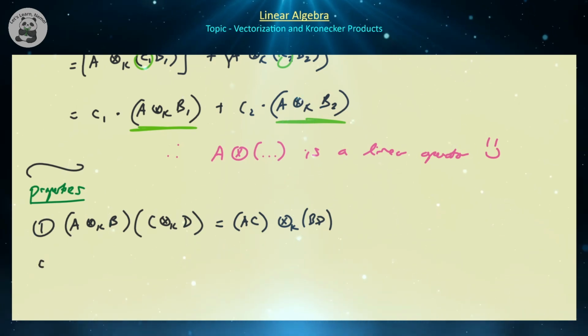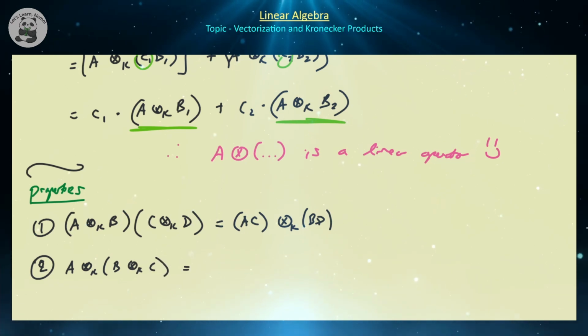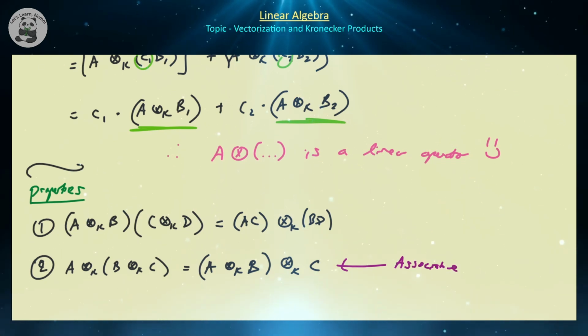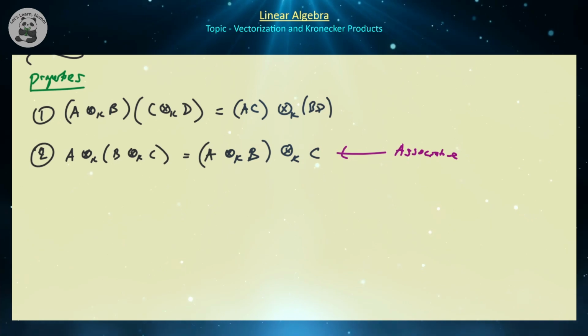Another property, which actually is tied to this one, is that the Kronecker product of A with B Kronecker C is equal to A Kronecker B Kronecker C. So what property is this? Well, that's obviously the associative property for Kronecker products.